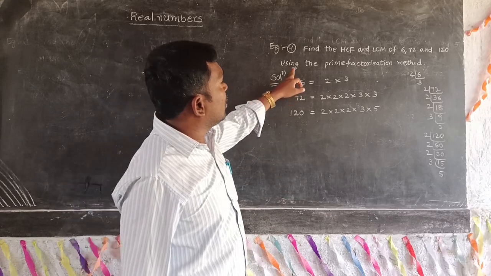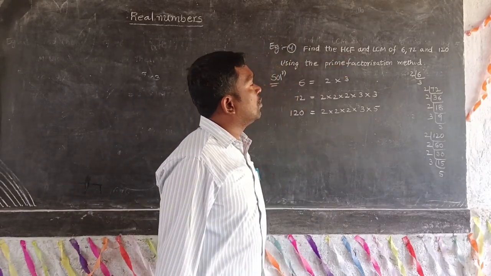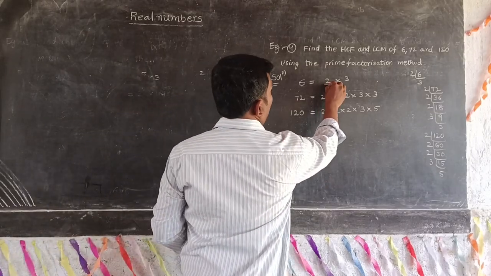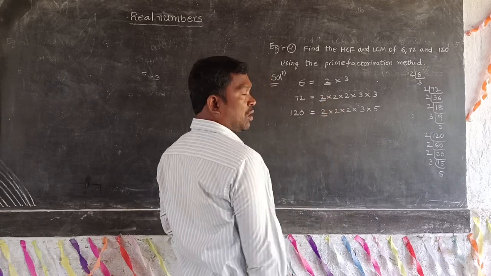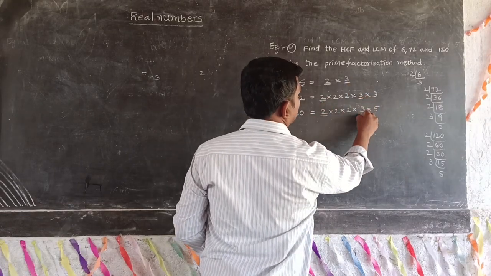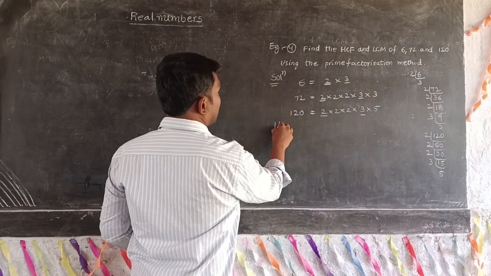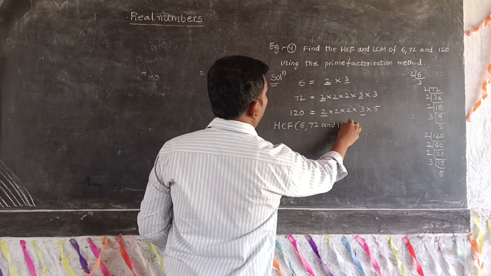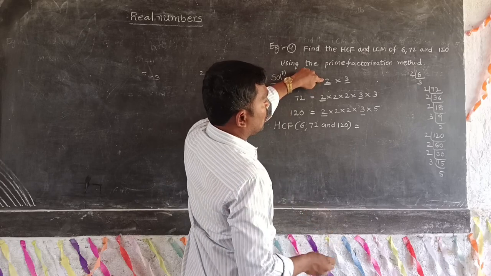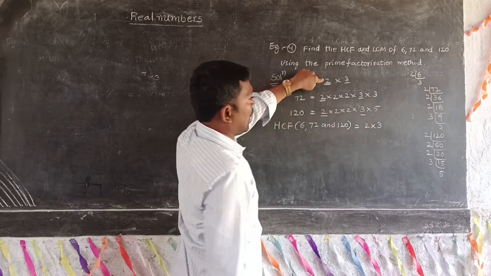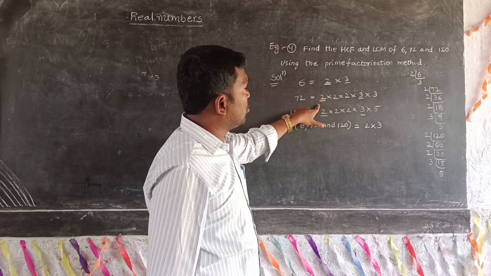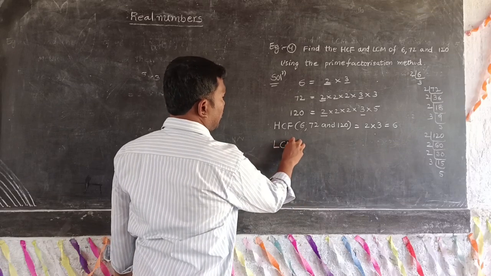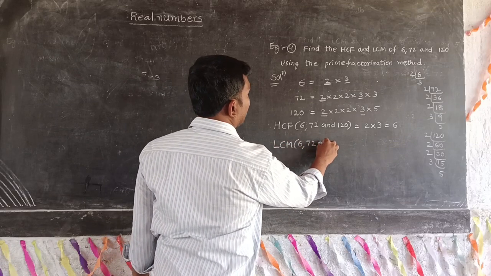Here we are asked to find the HCF and LCM of 6, 72 and 120. In every number 2 is common, and 3 also. So HCF of 6, 72 and 120 equals 2 into 3, the highest common factors. All numbers have 2 and 3, so 2 into 3 is 6. Next, LCM of 6, 72 and 120.